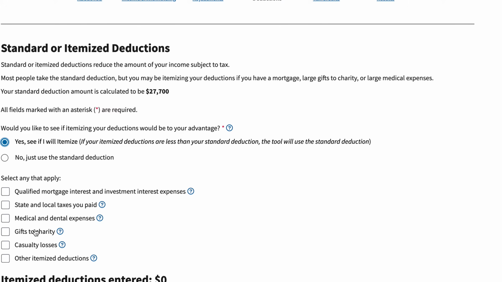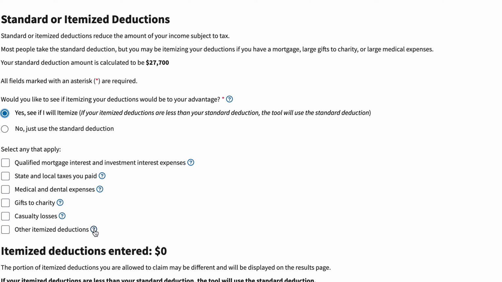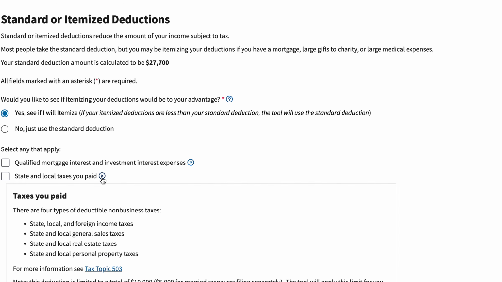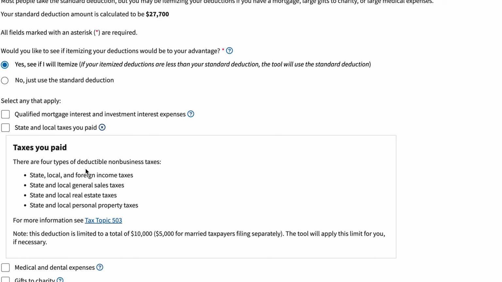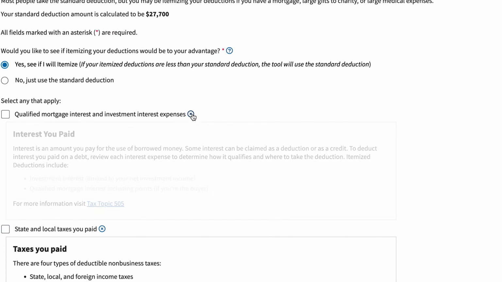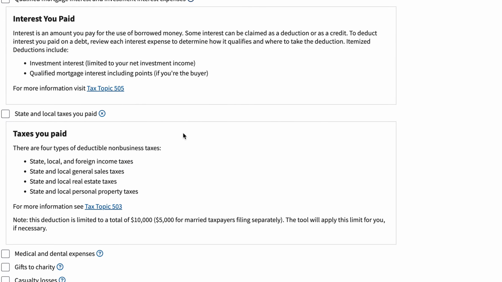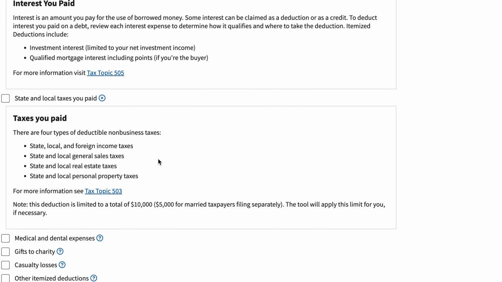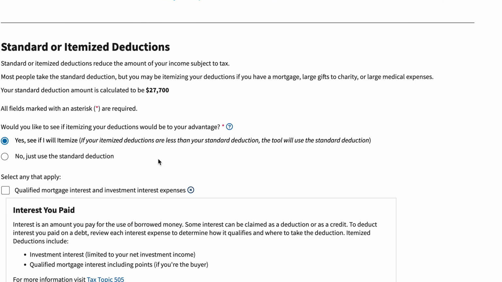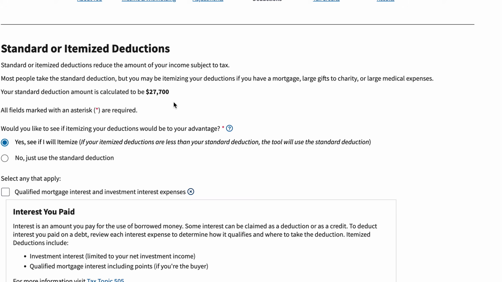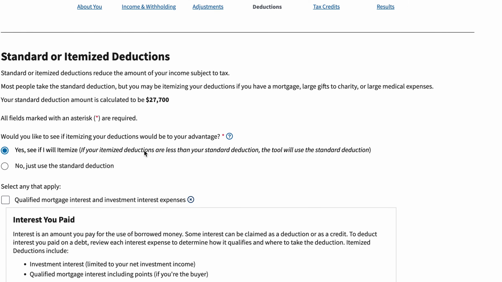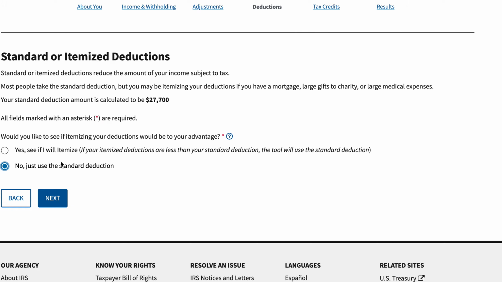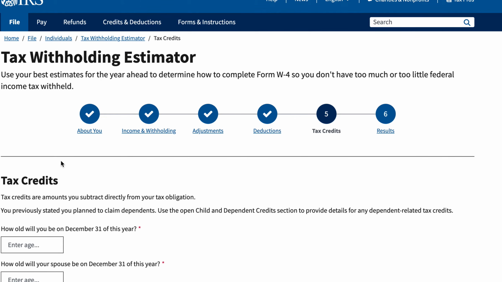If you make charitable contributions, you can always click these question marks to see what additional information there is and where else you can go to learn more about that. So let's just say that we go through this, but our standard deduction probably is the best deal going. So we're just going to go ahead and use the standard deduction.